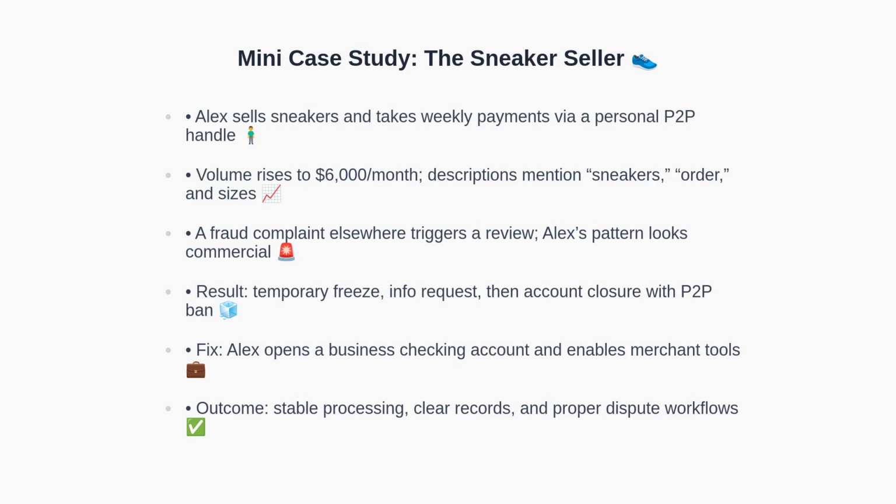Consider Alex, who sells sneakers and accepts weekly payments via a personal P2P handle. As volume grows to around $6,000 per month and payment descriptions reference orders and sizes, automated systems flag the activity as commercial. A fraud complaint elsewhere triggers a broader review, leading to a temporary freeze, an information request, and ultimately account closure with a P2P ban.